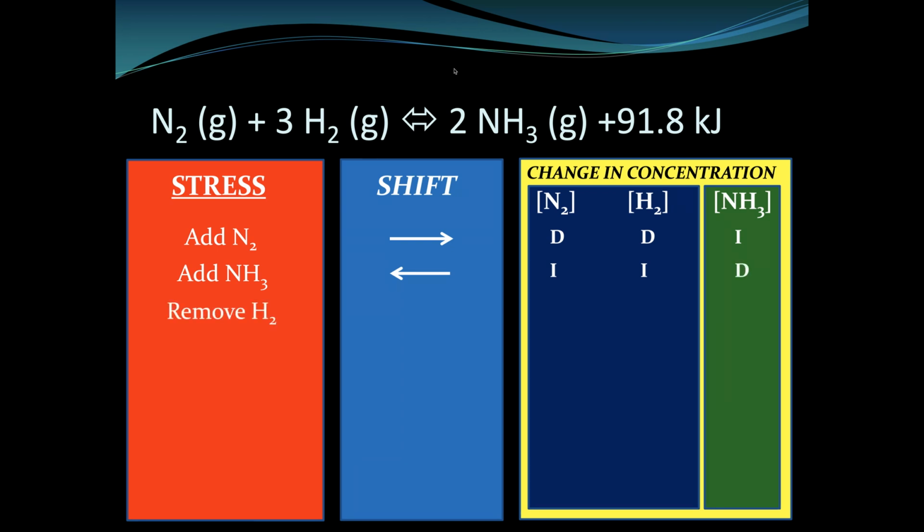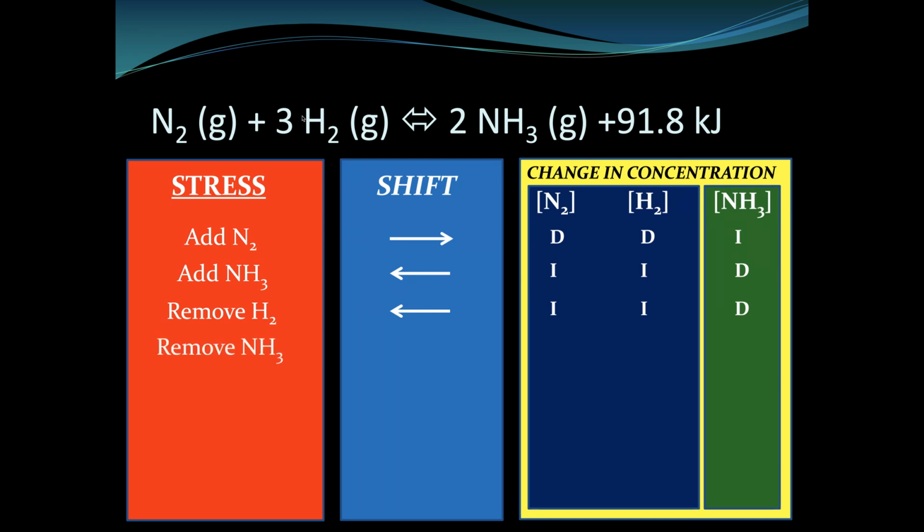If we remove hydrogen, there will be fewer collisions between hydrogen and nitrogen. This will slow down the forward reaction, which means nitrogen and hydrogen will form ammonia slower than ammonia breaks down to form nitrogen and hydrogen. So the reaction will shift in reverse. Since nitrogen and hydrogen are being used up slower than they can be formed, the concentrations of both increase. And since ammonia can now break down faster than it's formed, its concentration will decrease.